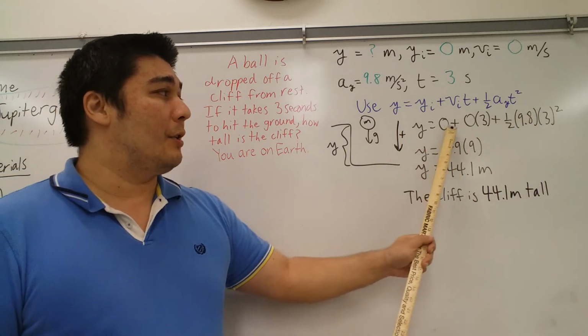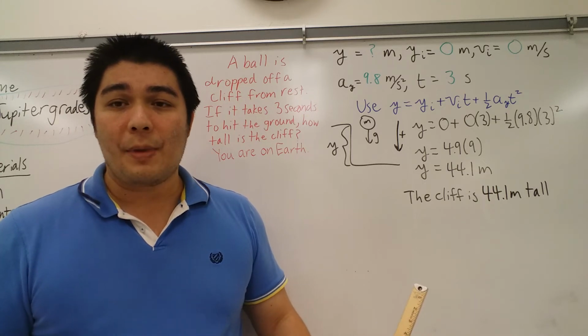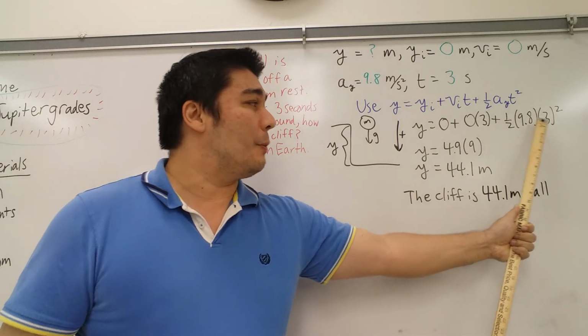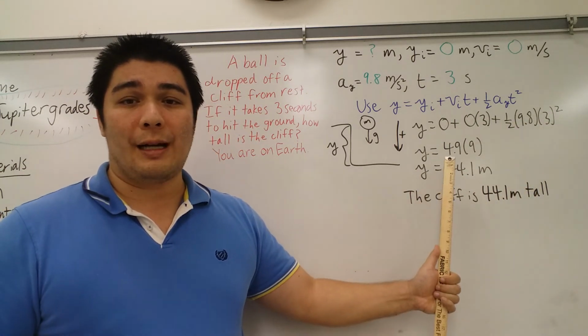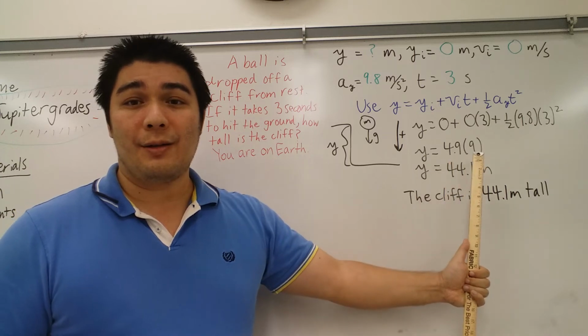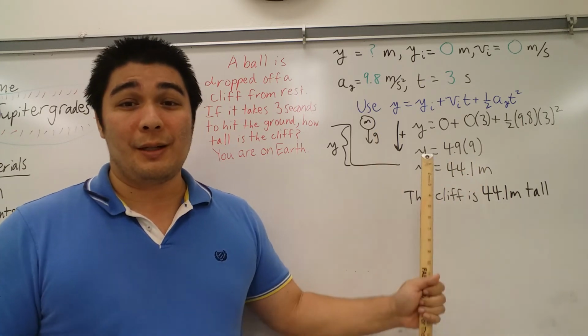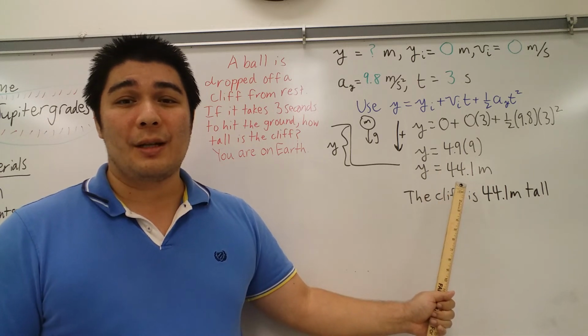Next, I'm going to ignore the zeros because 0 plus 0 is still 0. So I'm not going to write them again, but I'm going to take the time to work on these parts over here. So 1/2 times 9.8 is 4.9. And of course, 3 squared is 9. Now is the part where you pull out your calculator, because 4.9 times 9 is 44.1 meters.